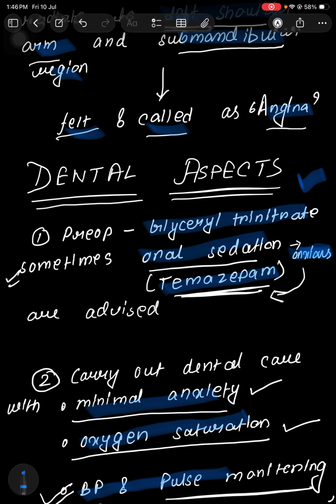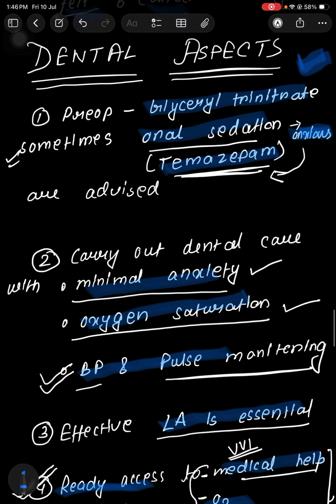Now the dental aspects which we have to keep in mind while treating an angina patient. First, in pre-op, before we start the procedure, we have to administer glyceryl trinitrate to the patient, and sometimes oral sedation is also given if the patient is very anxious. For oral sedation we can give temazepam.